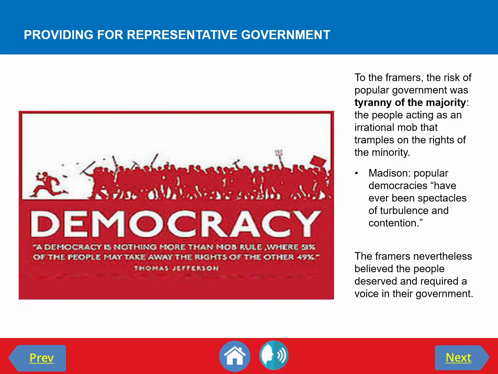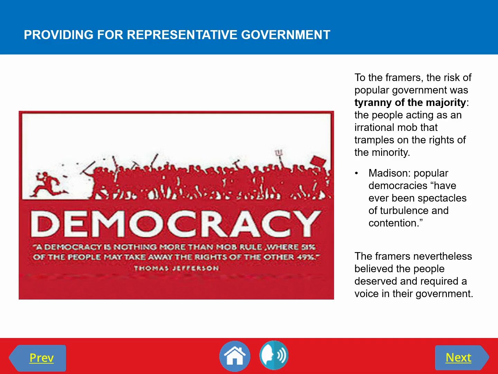To the framers, the risk of popular government was what James Madison described as tyranny of the majority, the people acting as an irrational mob that tramples on the rights of the minority. From Madison's perspective, popular democracies have ever been spectacles of turbulence and contention. And as Thomas Jefferson said, a democracy is nothing more than mob rule, where 51% of the people may take away the rights of the other 49%.